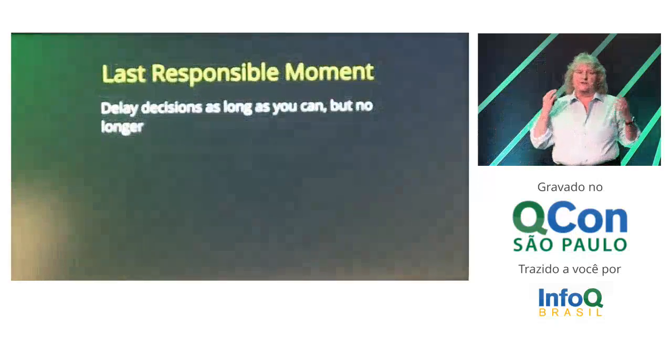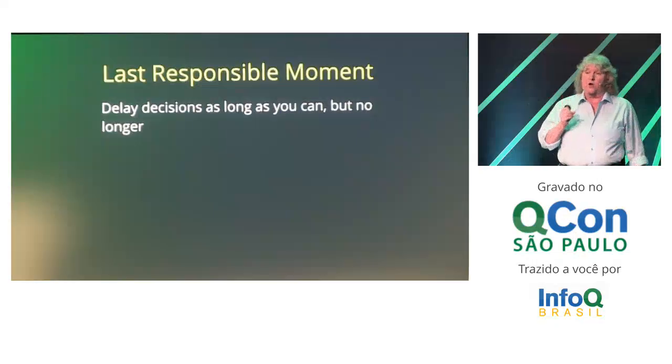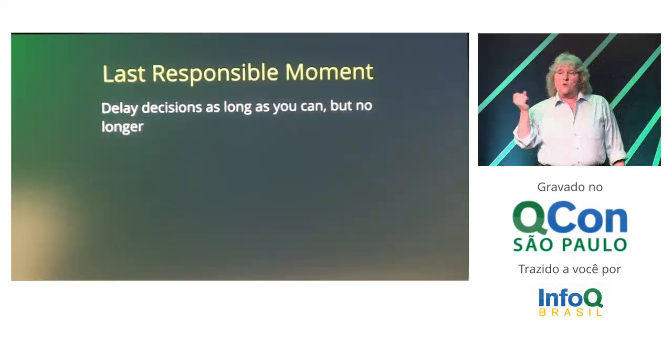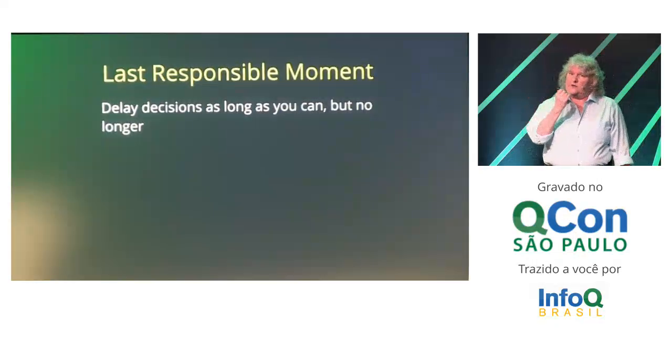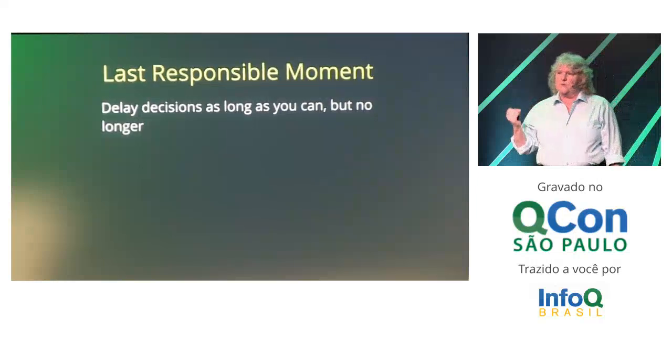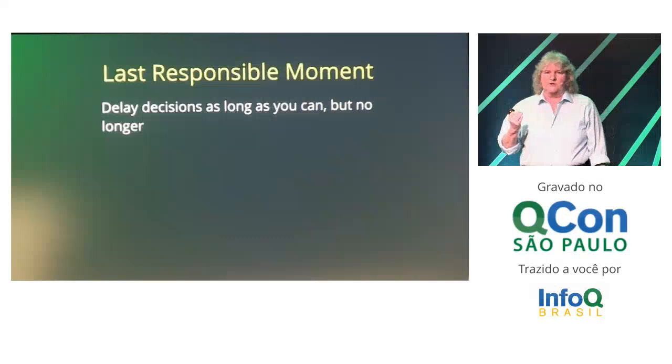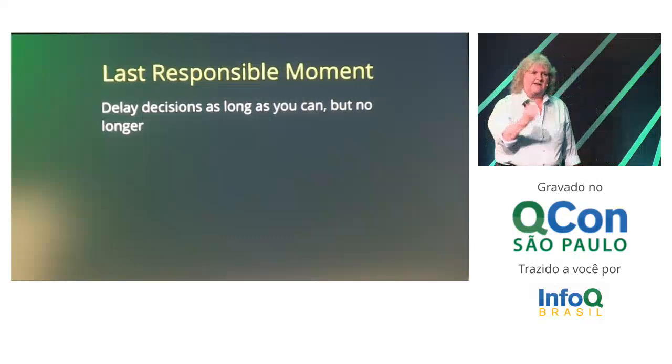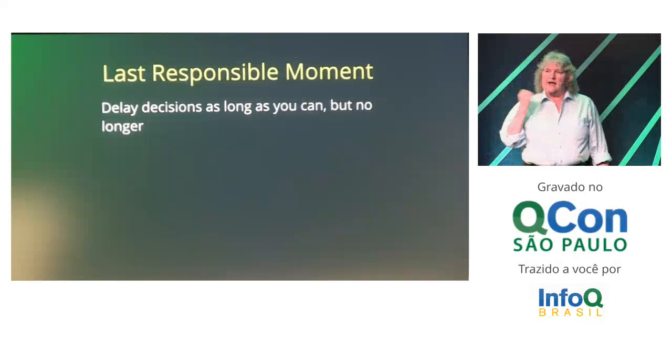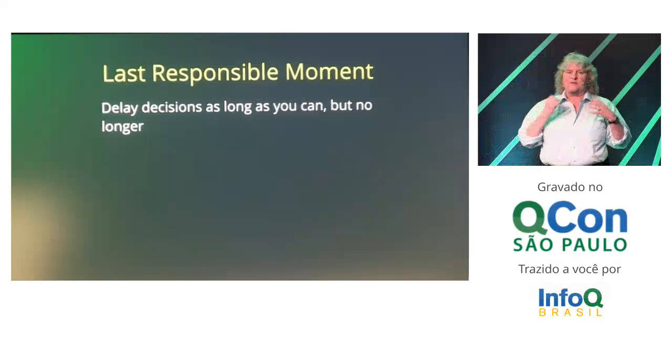So, start with the last responsible moment. We want to delay our decisions for as long as possible, but no longer. And you know, we use that fitness function to tell us which are the decisions that are important, which are the ones that are going to have a significant impact on how we design our system, and that's going to help us define what is that last responsible moment.